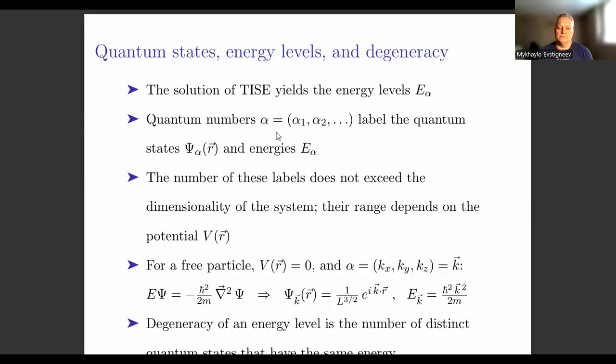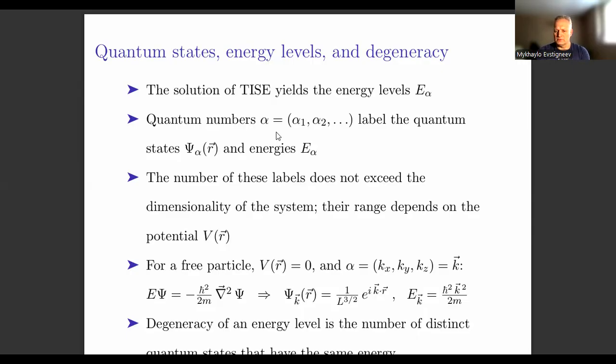Now, how many quantum numbers are there? Well, that depends on the nature of your system, but the number of these quantum numbers does not exceed the dimensionality of the problem. So, for example, in 3 dimensions, the number of these quantum numbers cannot be bigger than 3. In 2 dimensions on a plane, it cannot be bigger than 2. And in 1 dimension, it is just one quantum number. So you cannot have 0 quantum numbers. You need at least 1.